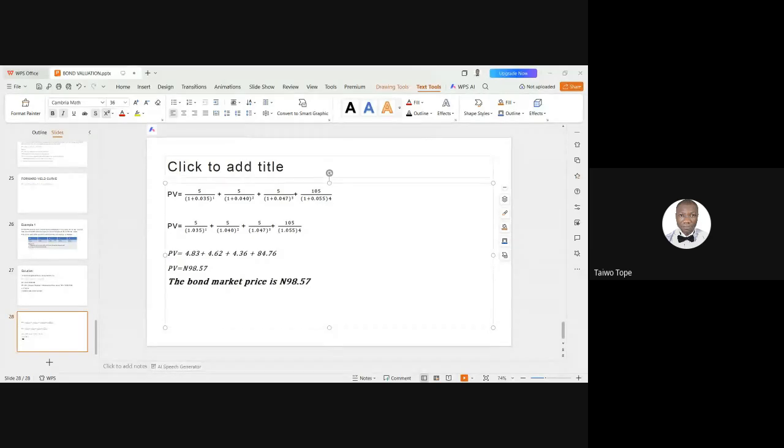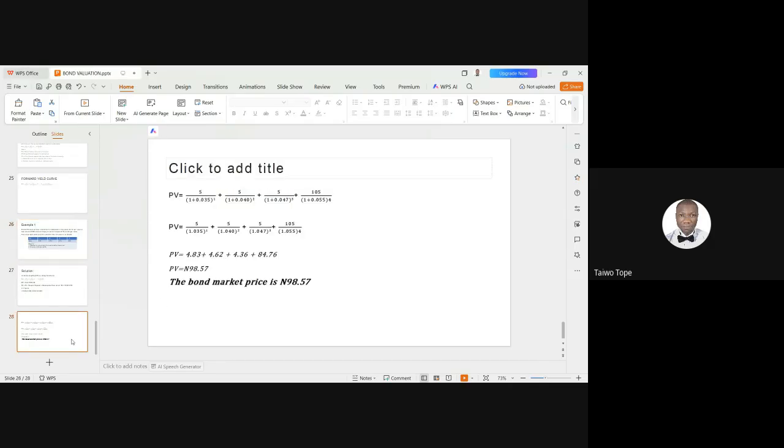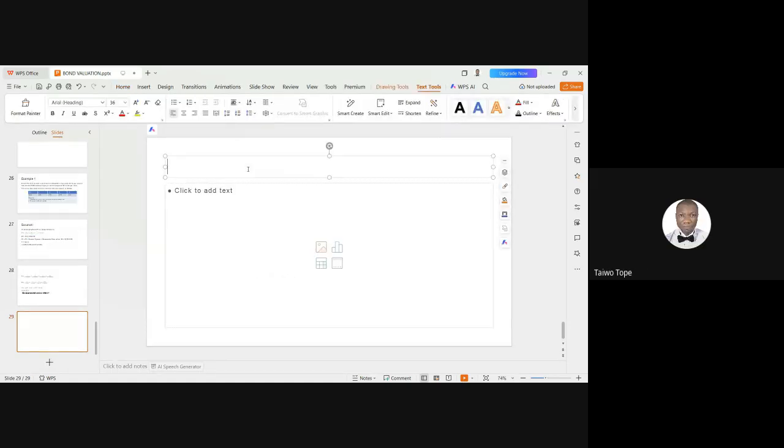So now, looking at the B part of this question: calculate the price at which the bond should be issued, and the gross redemption yield. To calculate your gross redemption yield, what are you going to do? The question is asking you for the yield to maturity, isn't it? And when you are solving a question on yield to maturity, what should come to your mind? IRR. Yes, the internal rate of return.